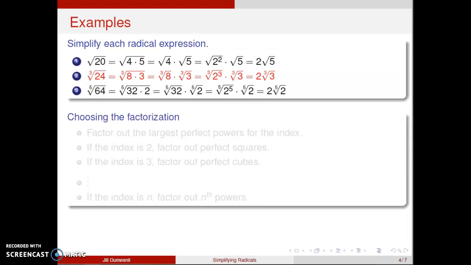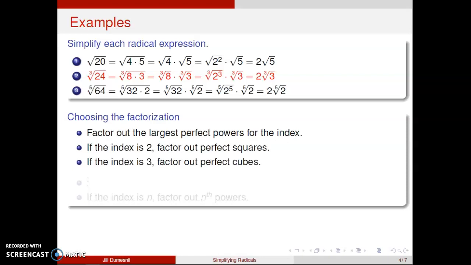In general, to choose a useful factorization, we want to factor out the largest perfect powers for the index. If the index is 2, we want to factor out perfect squares. If the index is 3, factor out perfect cubes, etc.